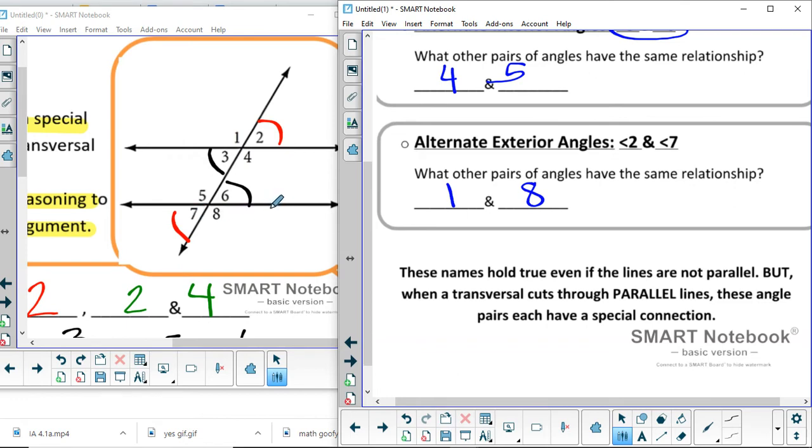Okay, now again, these two lines look like they're parallel, but they're not marked to be so I don't have enough data. But when they are parallel, these specific pairs of angles have special connections, and we're going to talk about those connections.